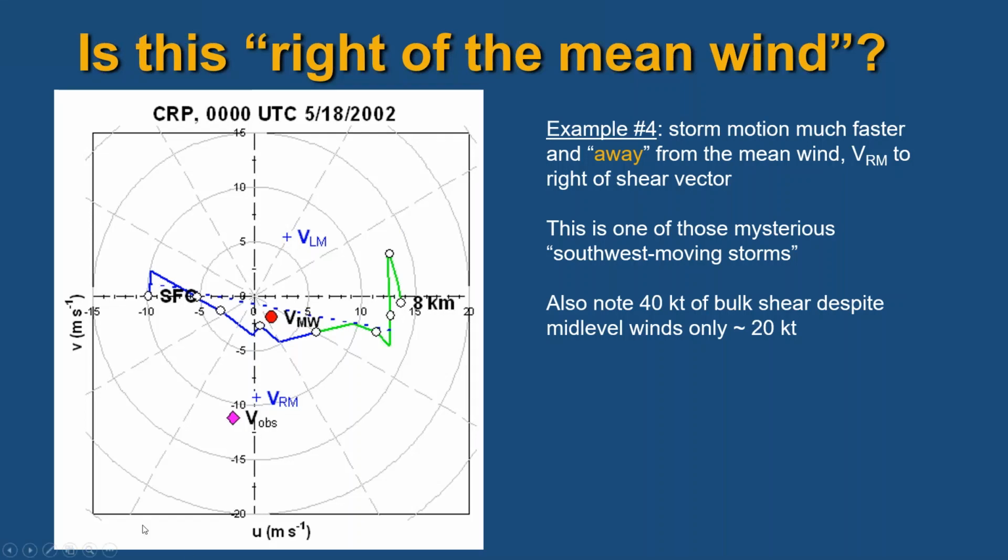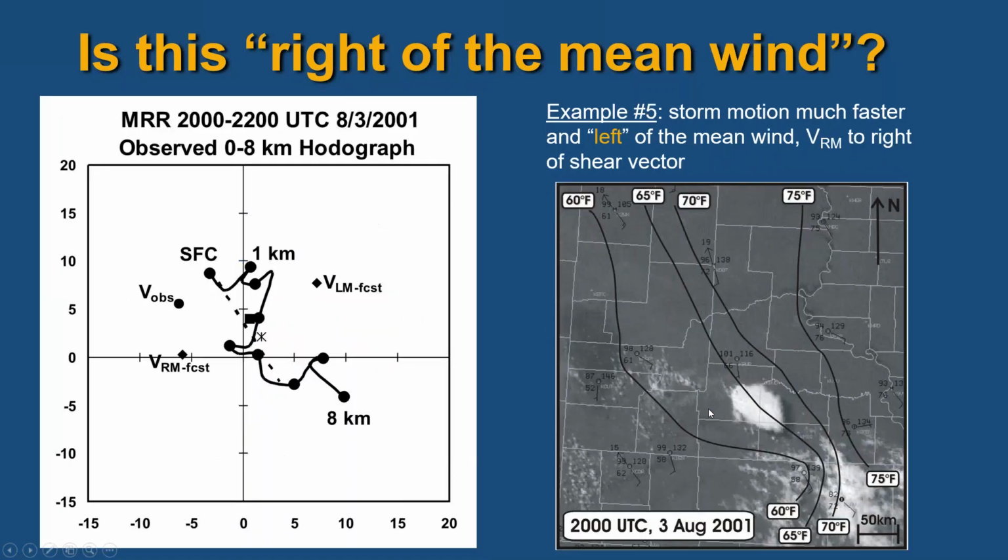And also notice, it's one of these southwest moving supercells that sometimes appear mysterious because people look and say, wow, we only had 20 knots of mid-level winds. How can we get supercells today? But note, you have nearly 40 knots of bulk shear because you have a stronger easterly flow at the surface and westerly flow aloft. So here's another example.